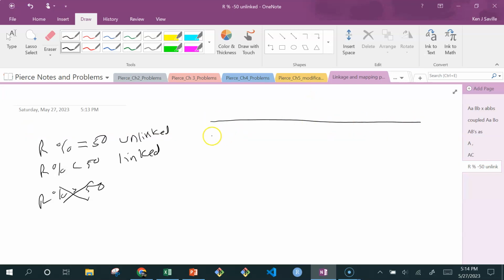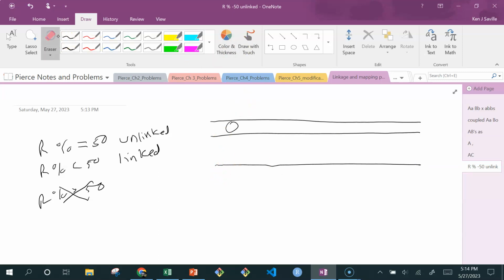So if genes are close together, you don't get crossing over very often. I think I drew those a little too big. Come on, eraser, do your thing.